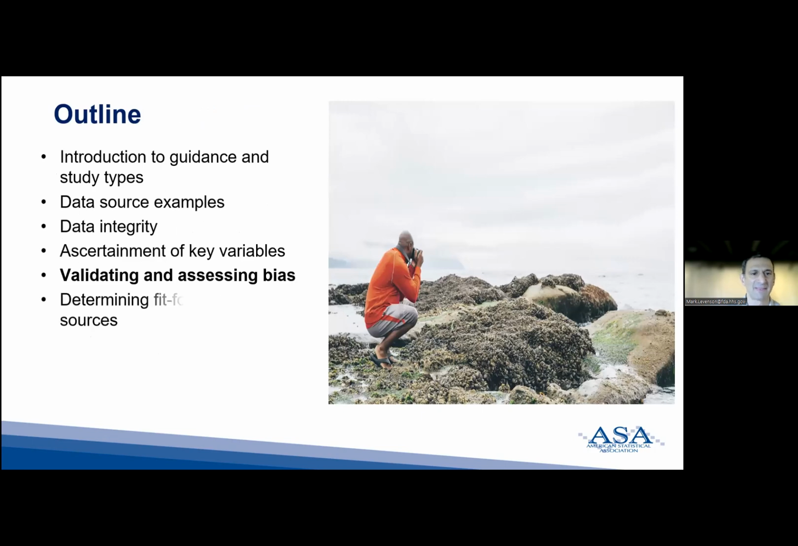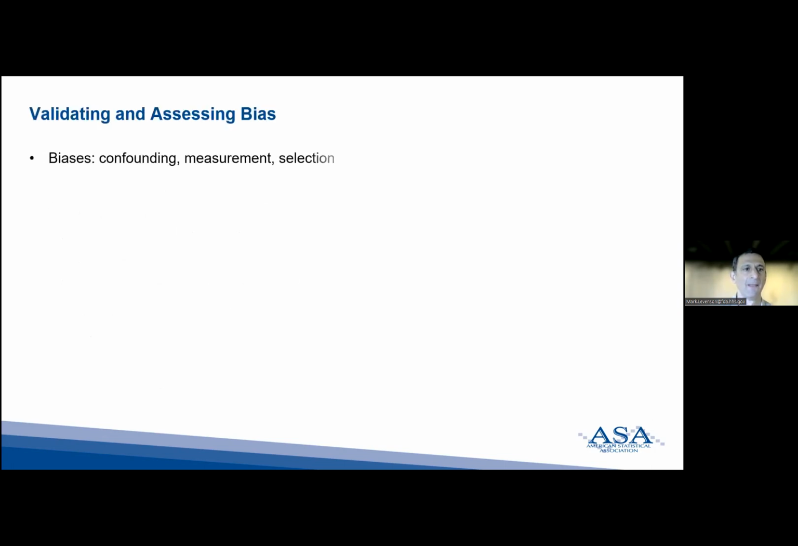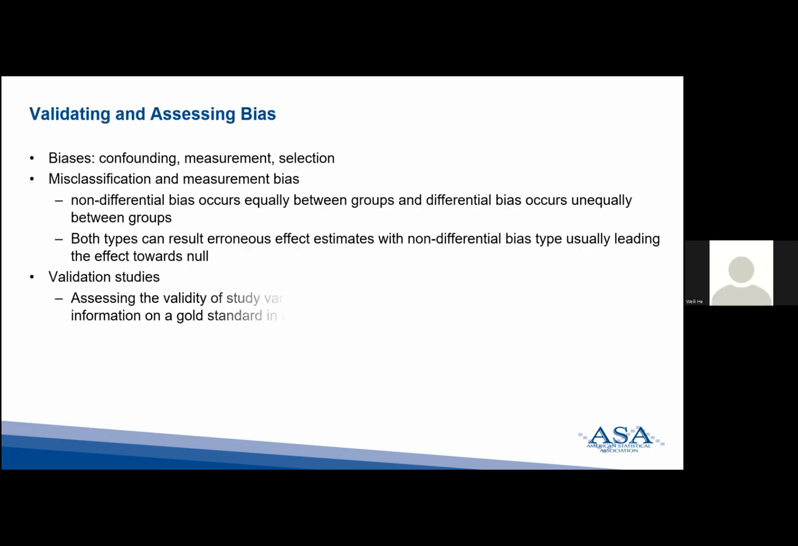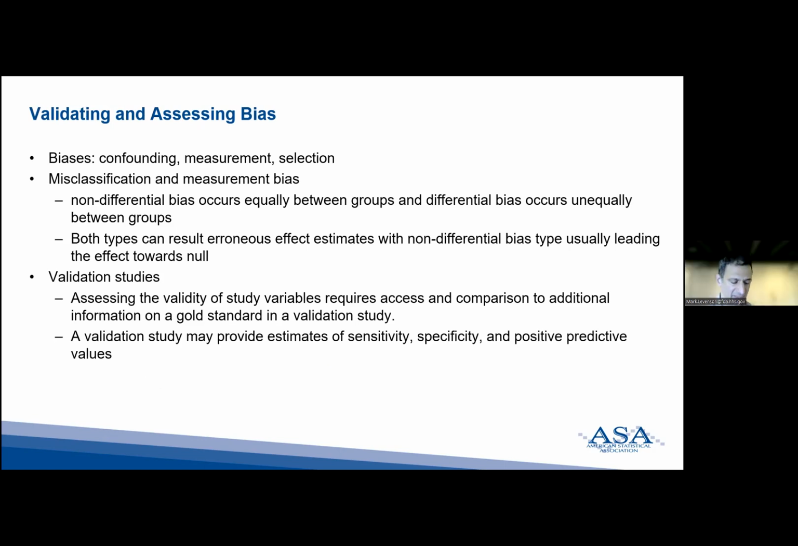Okay, the last topic that I'll be talking about is validating variables and assessing bias. There are several types of biases. The three main ones are confounding, measurement bias, and selection bias. Since our paper deals with the data, we're primarily concerned with measurement bias in the paper. But both confounding and selection relate to the data as well.